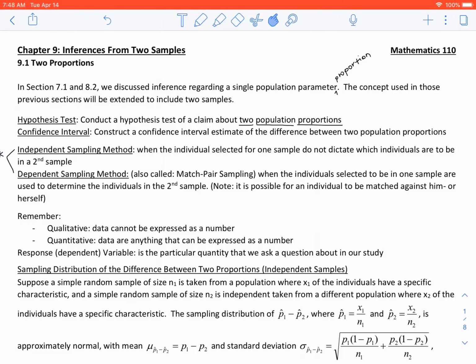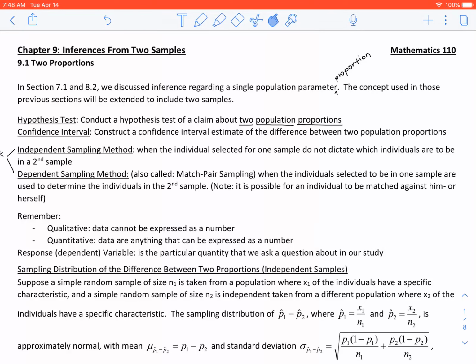We are in Chapter 9, Inferences from Two Samples. 9.1 is Two Proportions. In Sections 7.1 and 8.2, we discussed inferences regarding a single population parameter proportion. The concepts used in those previous sections will be extended to include two samples.